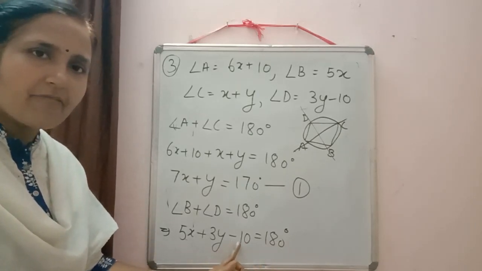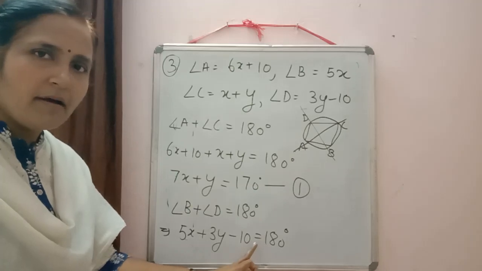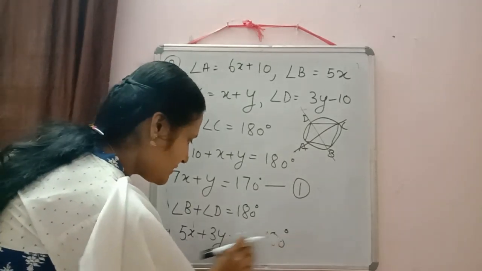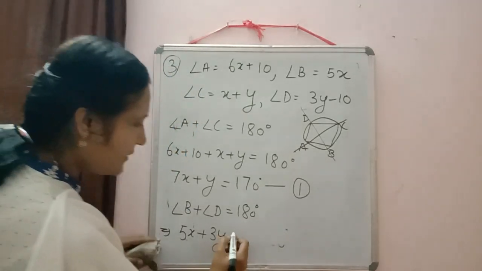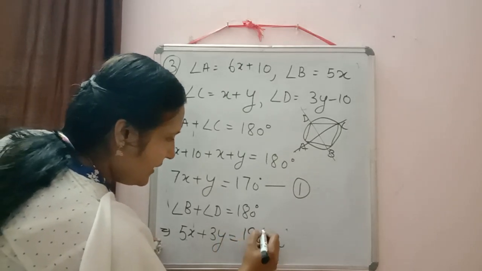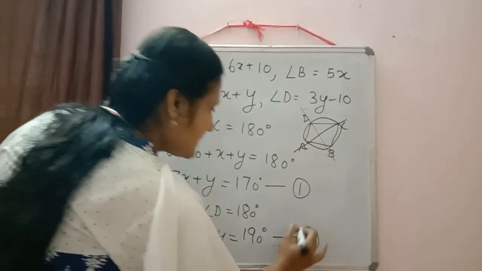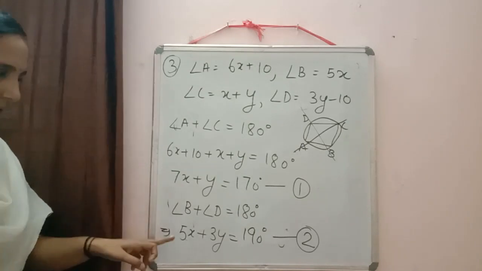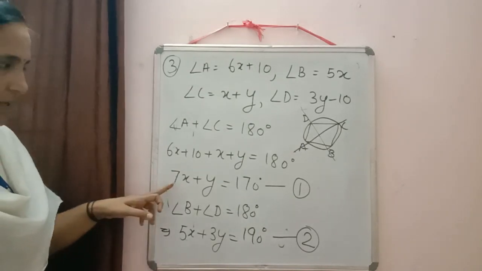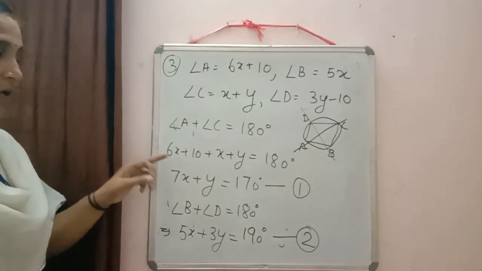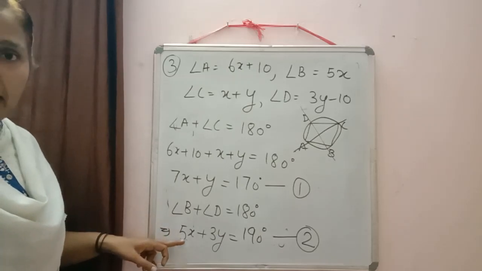Shall I write here after rubbing this one? No problem? Okay. So 5x plus 3y will be equal to 190 degree. This is the second equation. Equation 1 and equation 2. Now you can solve these two equations. You will get the value of x and y.